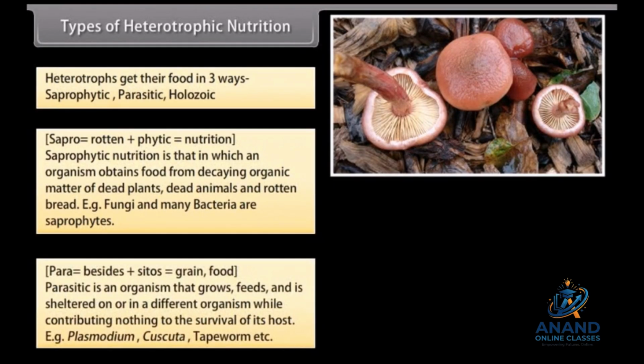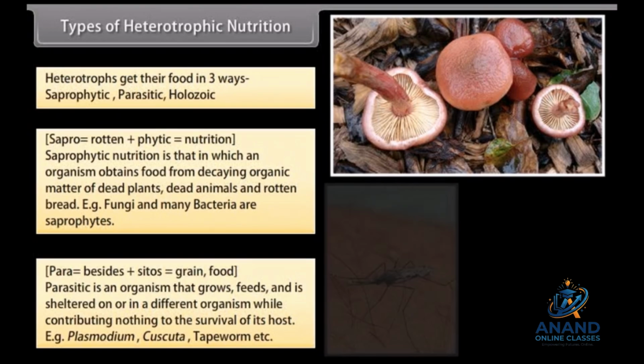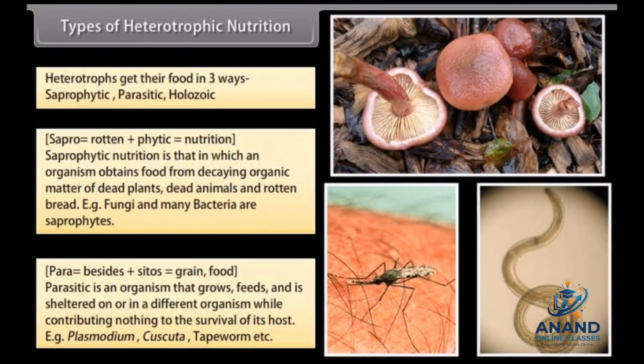Para means besides, and cytos means grain, food. Parasitic is an organism that grows, feeds, and is sheltered on or in a different organism while contributing nothing to the survival of its host. That is, Plasmodium, Cuscuta, tapeworm, etc.